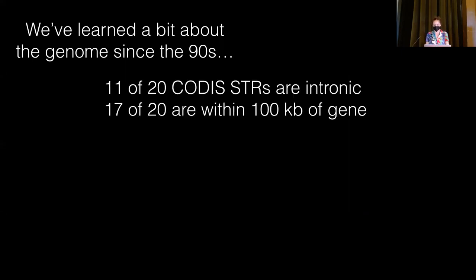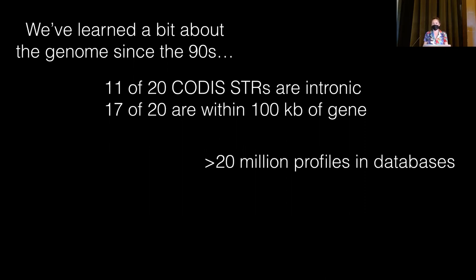Okay, so let's get back to these CODIS loci. We've learned a little bit about the genome since the 90s when they were decided upon. Now when we look at the CODIS loci in the context of the genome, we see that 11 out of the 20 CODIS loci are actually intronic, and that 17 out of the 20 are within 100 kb of a gene. And I want to remind you that we have a database of these profiles for well over 20 million people in the United States.